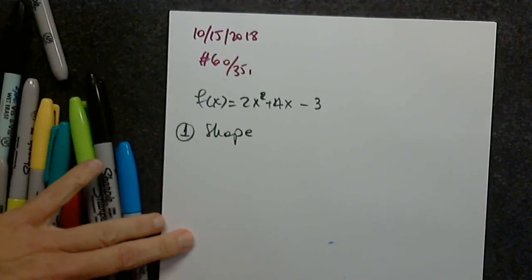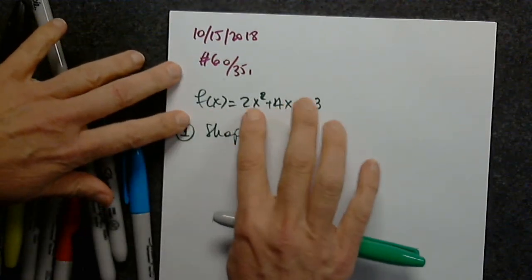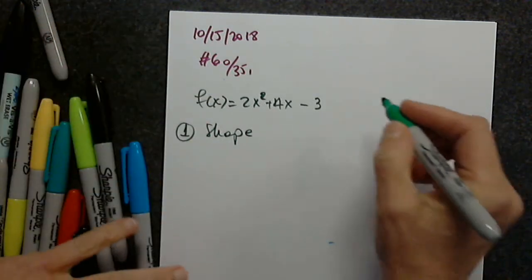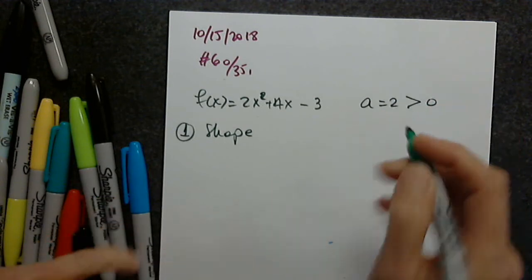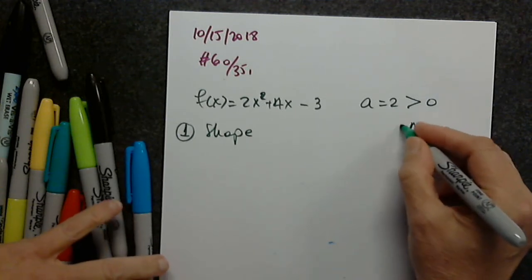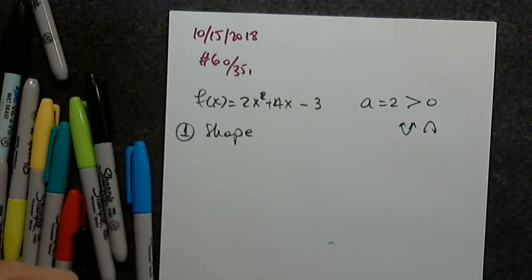Know the shape. Remember, the quadratic function has to be presented in descending order because otherwise I can't identify what I need, always. So I see that the leading coefficient is 2, which is a number greater than 0. Therefore, I automatically know that the shape of the parabola is either opening upward or downward. Which one? Upwards.